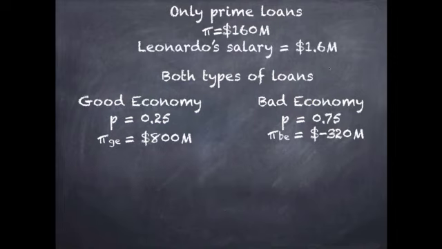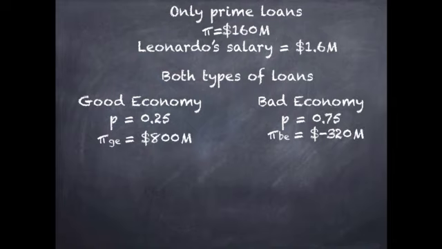But let's take a look at Leonardo. If he maintains only engaging in prime loans, his salary is going to be equal to 1% of the profits, or $160 million. So his salary is going to be equal to $1.6 million if the bank only engages in prime loans, if he maintains that strategy.